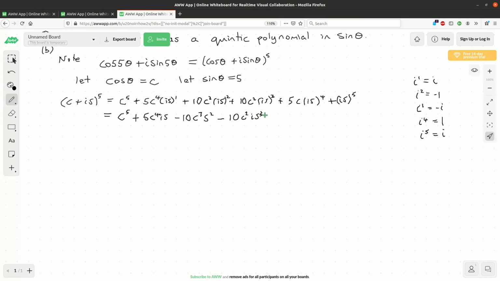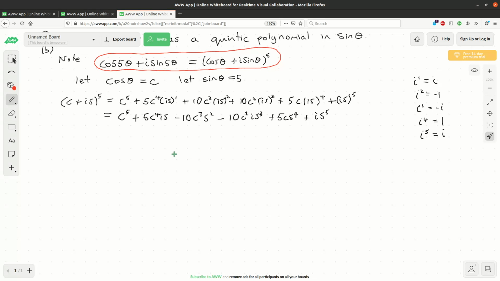I no longer need the brackets. And then we're going to go back to the positives. We're going to have 5c, i to the power of 4 is 1, so 5c s to the power of 4. And then lastly, i to the power of 5 is i, so i s to the power of 5. Now we've expanded that out, and remember that this is equal to this, if I can just circle the really crucial thing which I've noted.